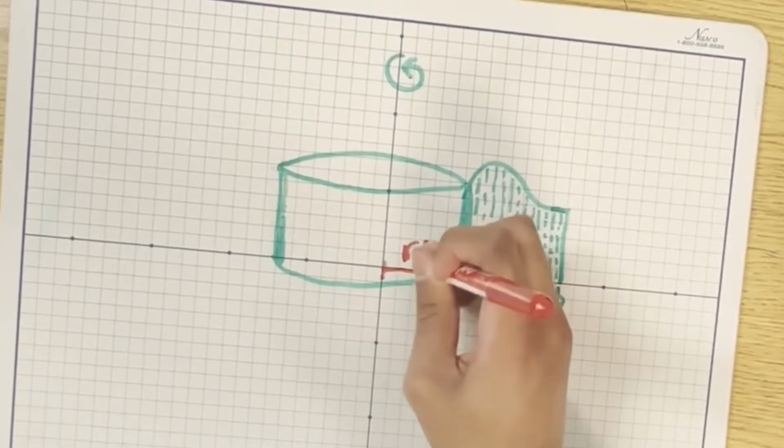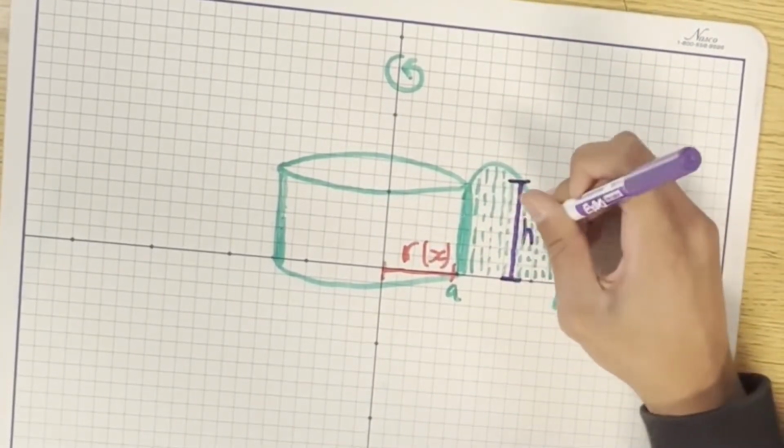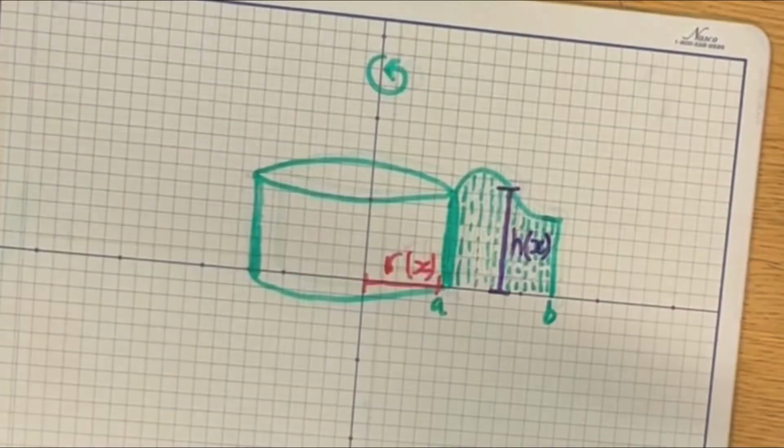This is a model showing what the axis of revolution, height, radius, and the bounds are. It's useful so you know what you're trying to find when using the shell method.